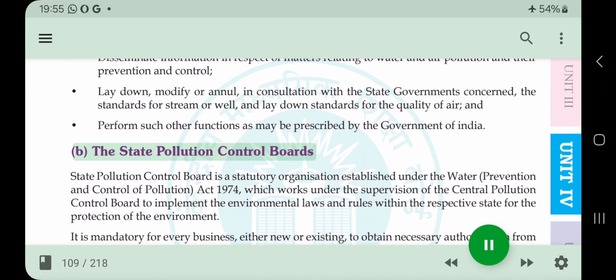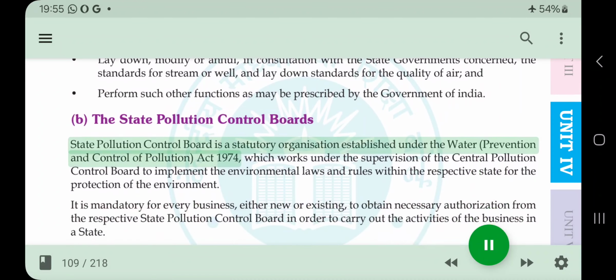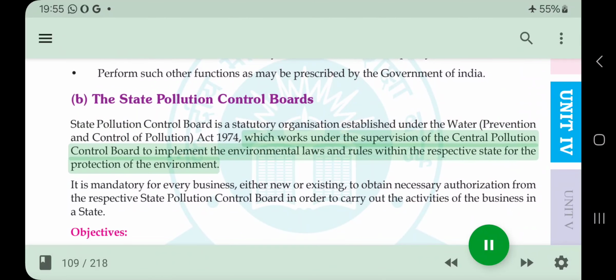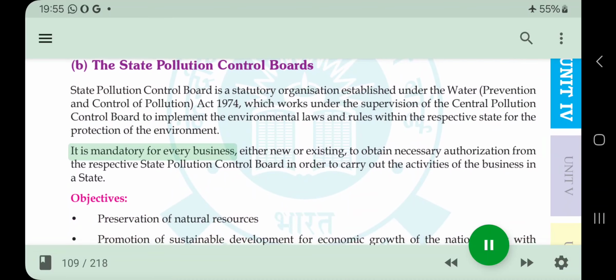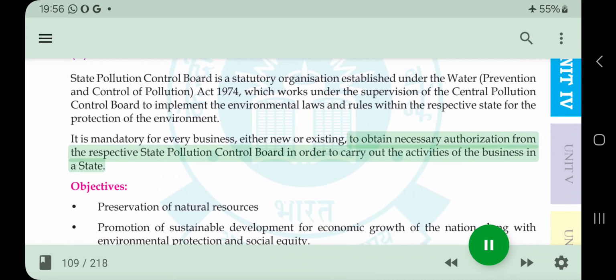B. The State Pollution Control Boards. State Pollution Control Board is a statutory organization established under the Water (Prevention and Control of Pollution) Act, 1974, which works under the supervision of the Central Pollution Control Board to implement the environmental laws and rules within the respective state for the protection of the environment. It is mandatory for every business, either new or existing, to obtain necessary authorization from the respective State Pollution Control Board in order to carry out the activities of the business in a state.